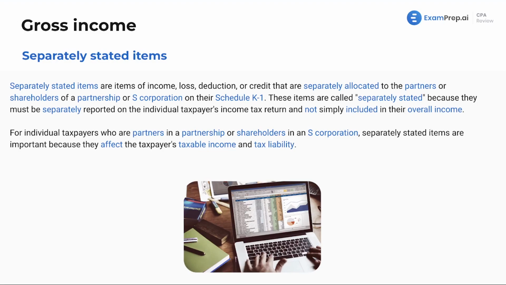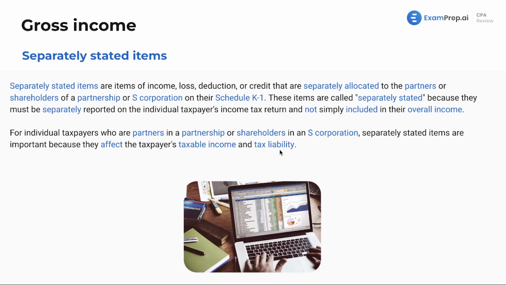Now, separately stated items are going to be items of income, loss, deductions, and a bunch of other things as well that are separately allocated to the partners or shareholders of a partnership or an S corporation on their Schedule K1. If you have no idea what I'm talking about so far, no worries, I'll make sure you understand. These items are called separately stated because they must be separately reported on the individual taxpayer's income tax return and not simply included in their overall income. For individual taxpayers who are partners in a partnership or shareholders in an S corp, separately stated items are important because they are going to affect your taxable income and liability.